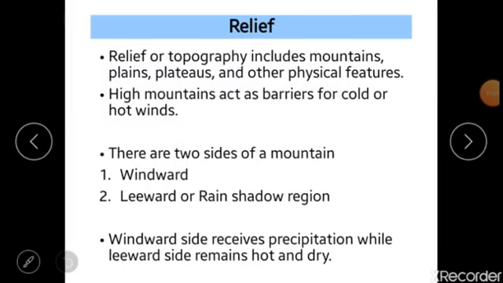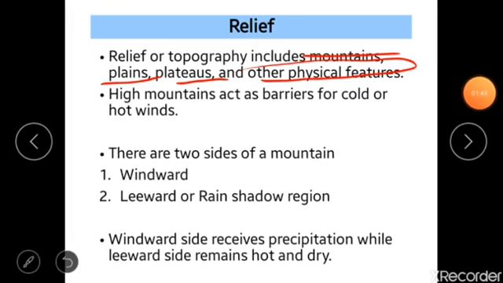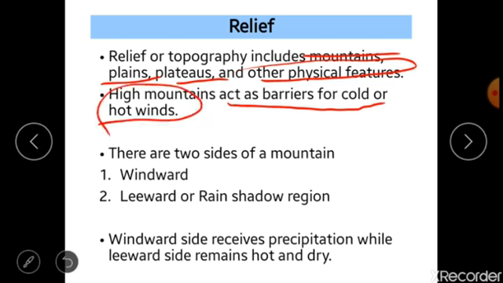Now another very important factor that affects climate is relief or topography. That consists of mountains, plains, plateaus, and other physical natural features. High mountains have the most influence over the climate of a region as they act as a barrier for cold or hot winds. They do not let these winds pass by.